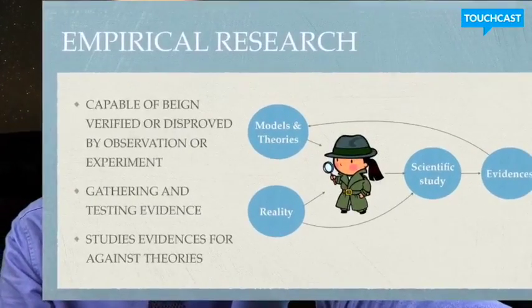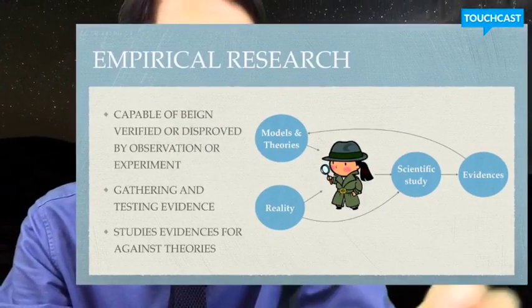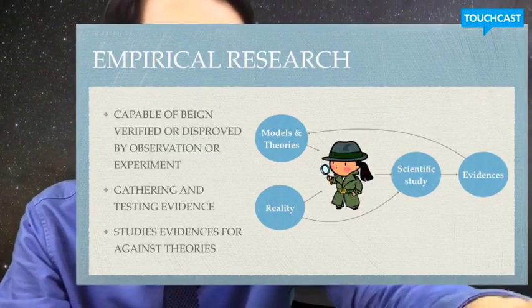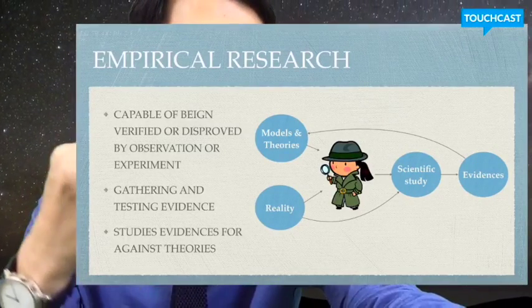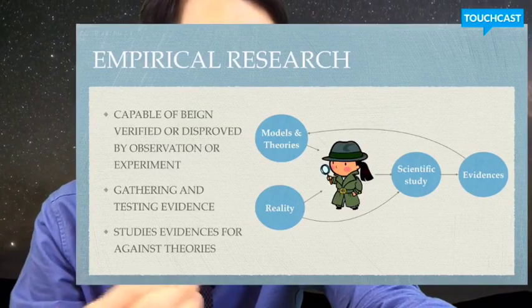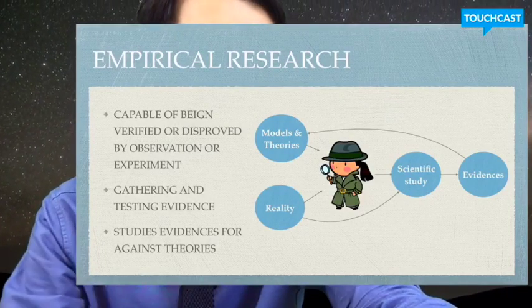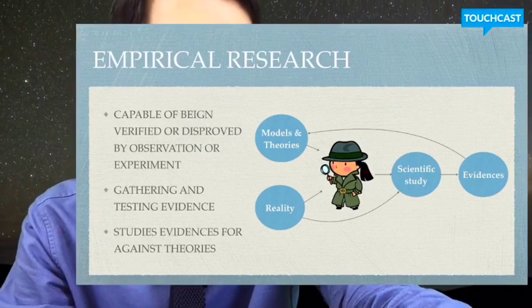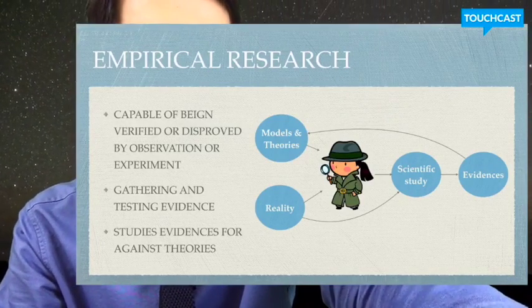Empirical research is about being capable of being verified by observation. It is a model and theory that reflects reality, and you use scientific study to get the evidence. So research is trying to study the evidence for or against the theory.